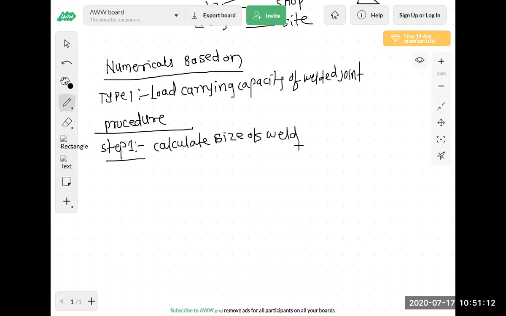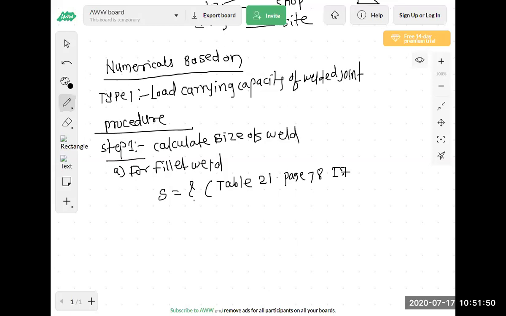So for the calculation of size of weld, here small a for fillet weld. Now here two types of welds are there, fillet weld and butt weld. So how to calculate the size of weld for the fillet weld? Size of weld S is equal to, how to calculate S? We have to calculate S from Table number 21, Table 21, page number 78, IS 800 2007.